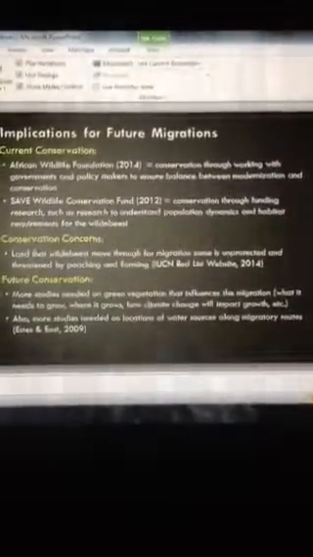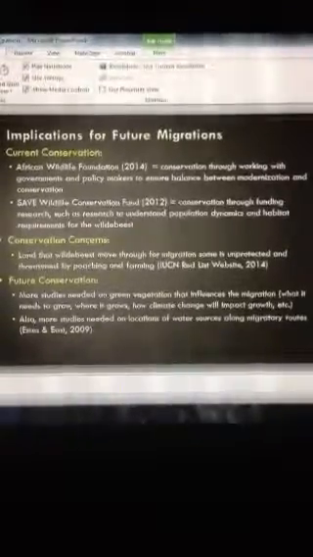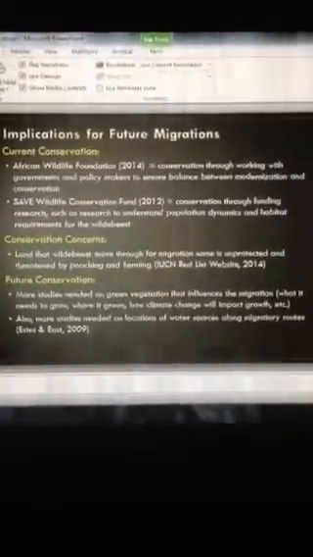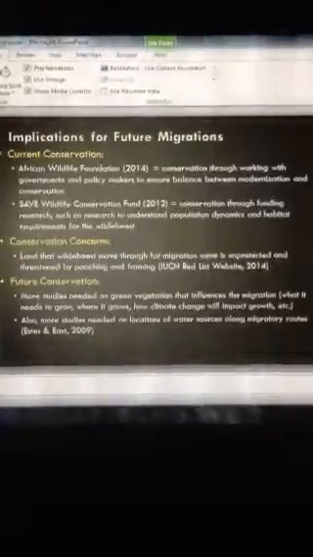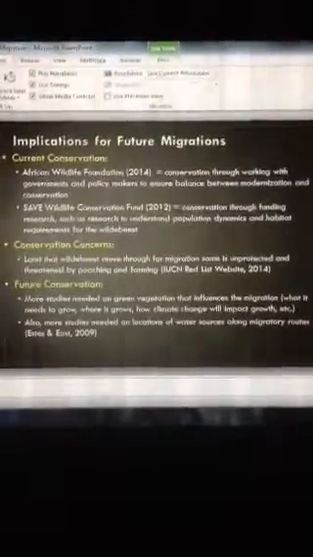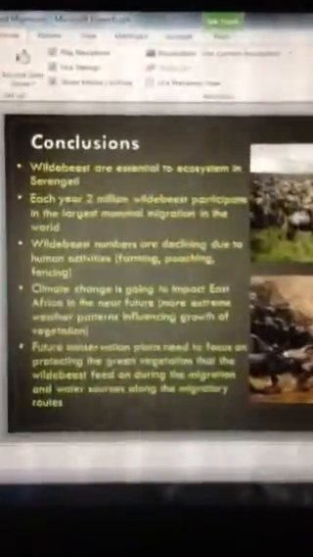In addition, wildebeest need water every day to every other day. So we also need to study the impacts of extreme weather patterns and how droughts especially is going to impact the migratory routes. In conclusion, wildebeest are essential to the ecosystem in the Serengeti.